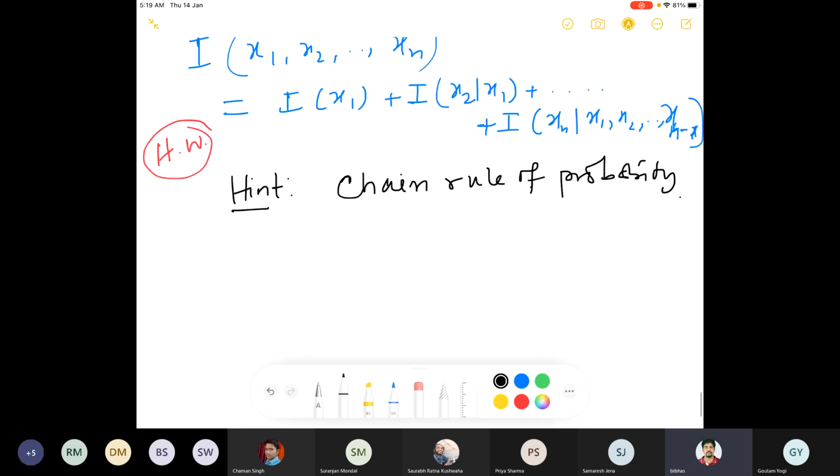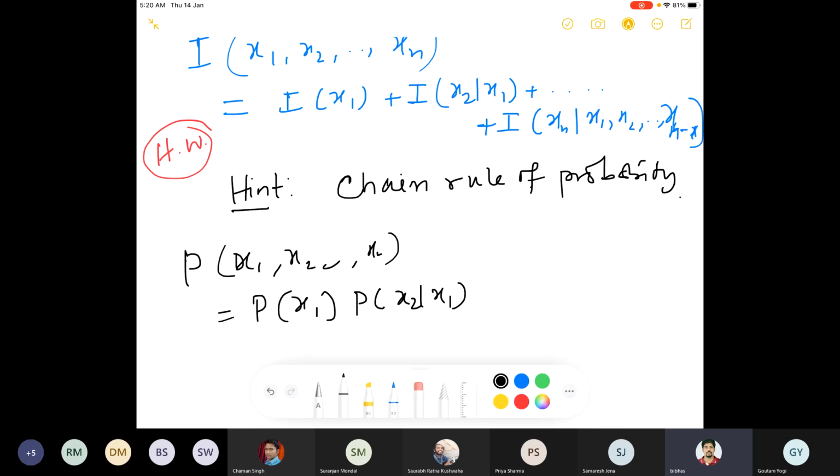If you have a joint distribution P of x1, x2, up to xn, this is always P of x1 times P of x2 given x1, up to probability of xn given x1, x2, up to xn minus 1. You can prove that, just using the definition of conditional probability. This is very simple to prove. Using this rule, you can prove this one.